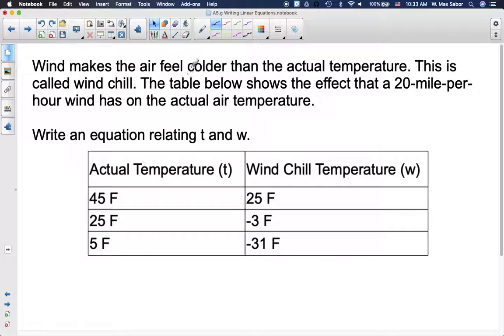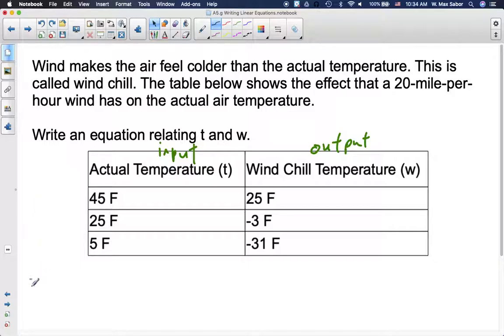Wind chill makes the air feel colder than the actual temperature. This is called wind chill. So the table below shows the effect that a 20 mile per hour wind has on the actual air temperature. So this is going to be our input. This is going to be our output. And this appears to be linear. We're subtracting 20 each time. We're subtracting 28 each time.